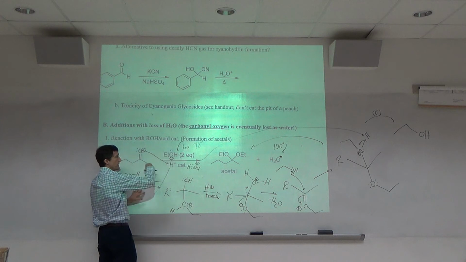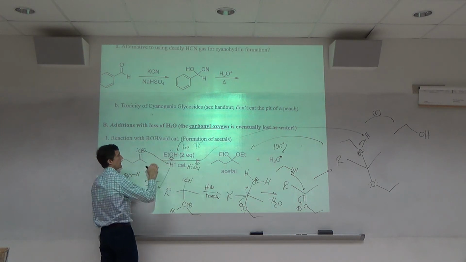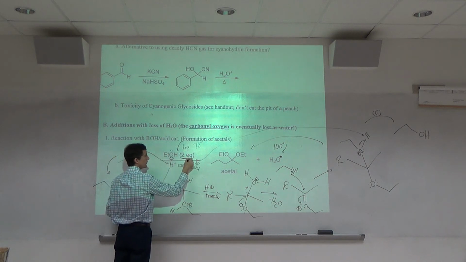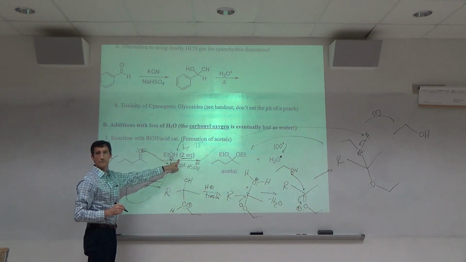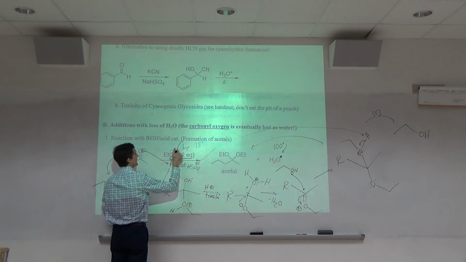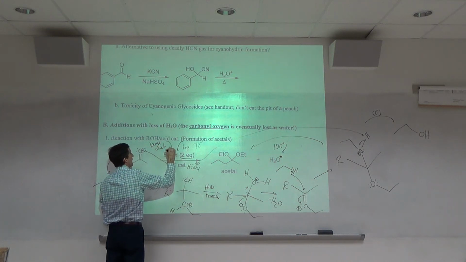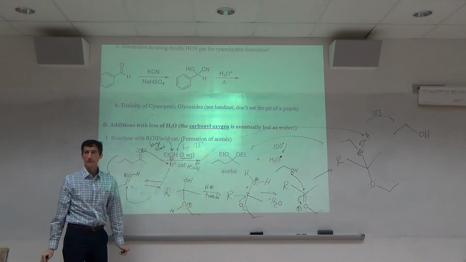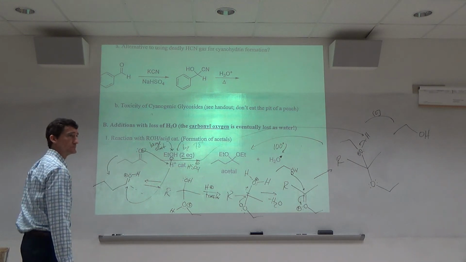Can we add extra over here? What do you want to add extra over here to push it that way? It says 2 equivalents, but usually when you do this, you just use a huge amount. 2 equivalents is the minimum. Okay? You actually want to use a large amount of ethanol, and that will push it to the right.